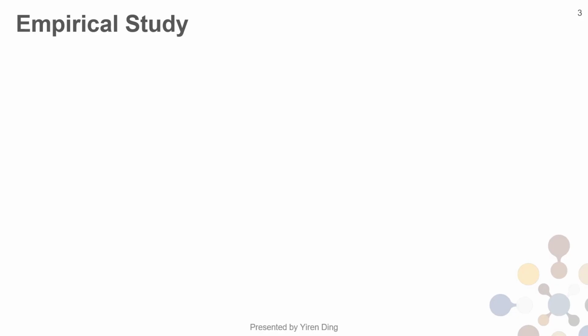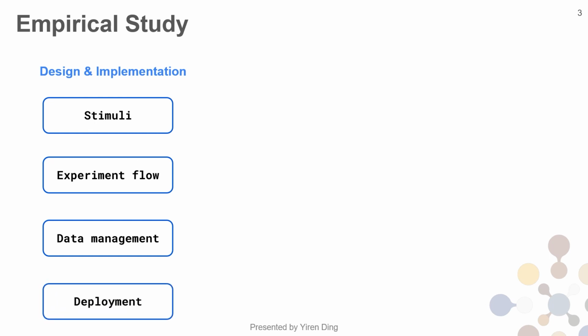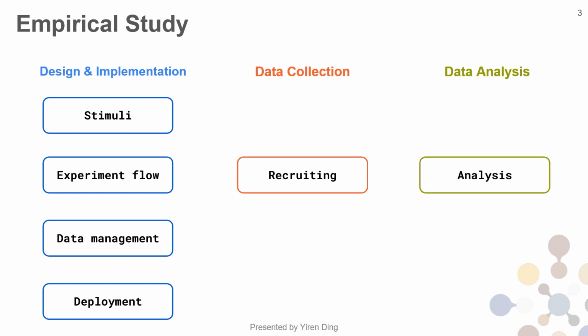For a complete empirical study, the first step is to design and implement your experiment. The experiment usually includes stimuli, experiment flow, data management, and deployment. Then, with this experiment, researchers could recruit the participants and collect the data. Then, researchers could run the data analysis on the dataset.